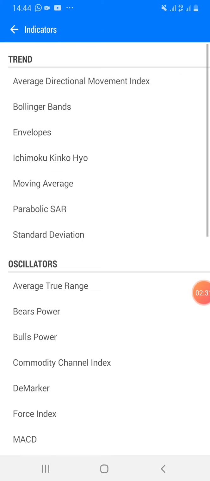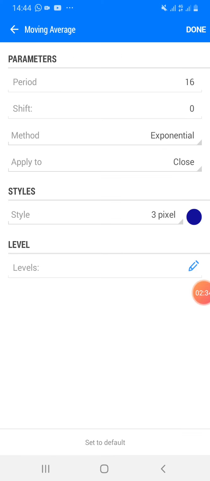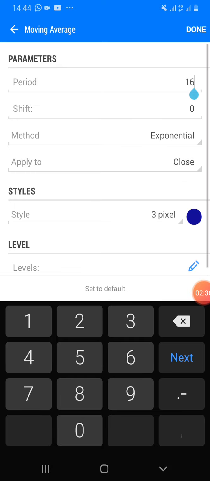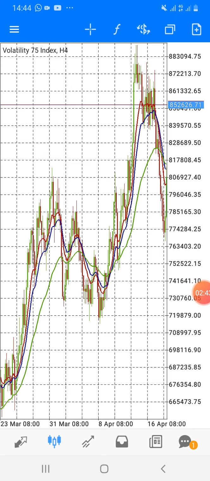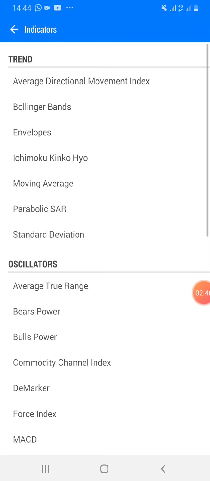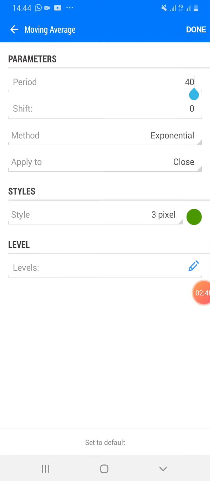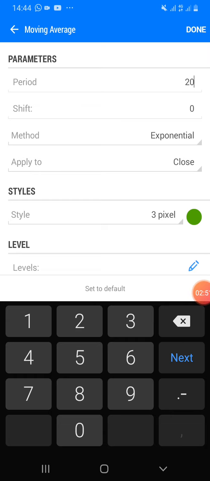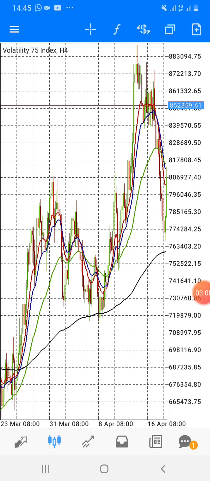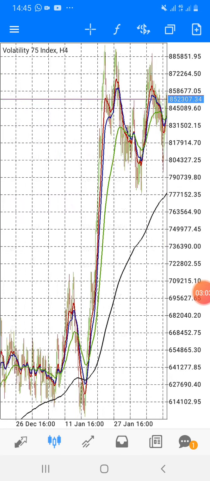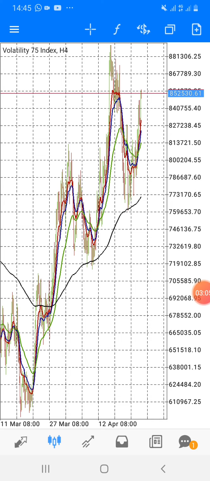And then the third is again an exponential moving average, and it has a period of 40 this time. Then I'm going to change the color to green. And then the last moving average that I have right here is the EMA 200. So basically it's an exponential moving average with a period of 200, a shift of 0, and apply to close, and then I'm going to change the color to black. So as you can see, now we have the complete strategy set up.